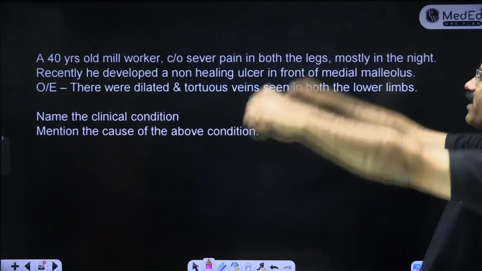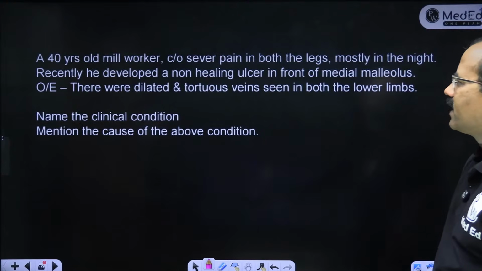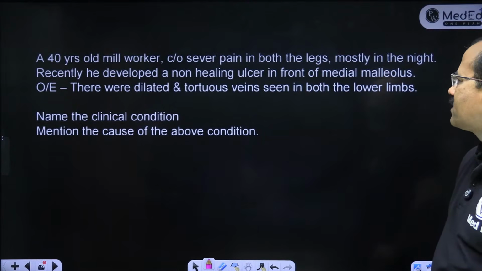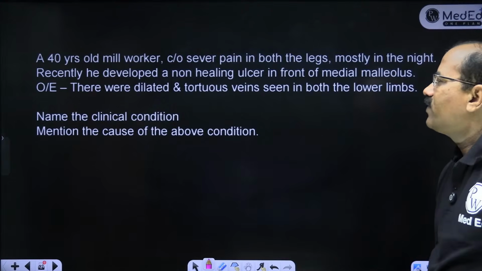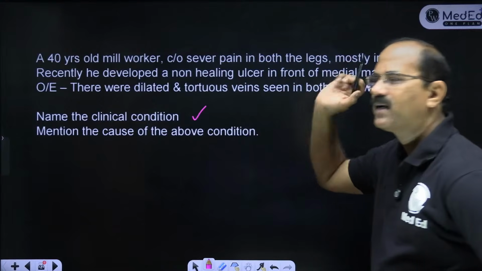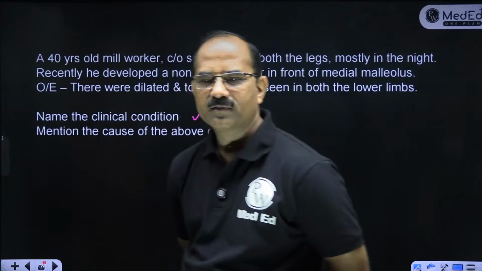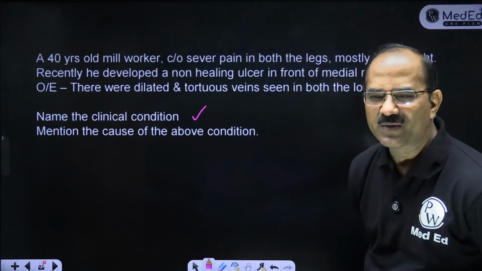Okay, come on. A 40 years old mill worker complains of severe pain in both legs, mostly at night. Recently developed a non-healing ulcer in front of the medial malleolus. There were dilated and tortuous veins in both lower limbs. Name the clinical condition. Answer this. Varicose veins. Yes, varicose veins.